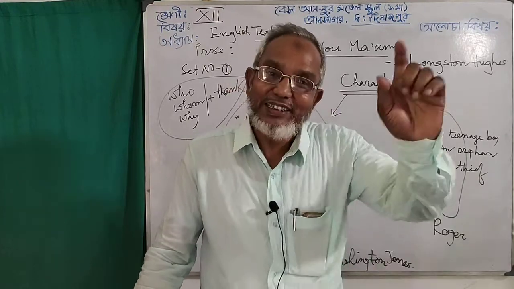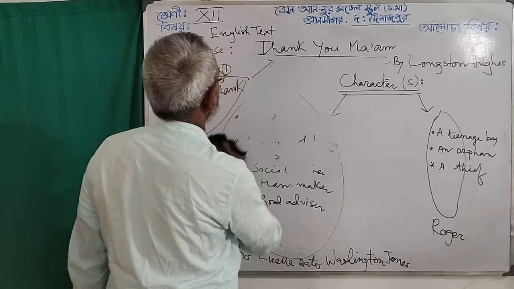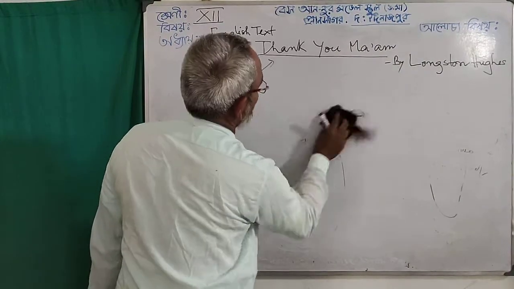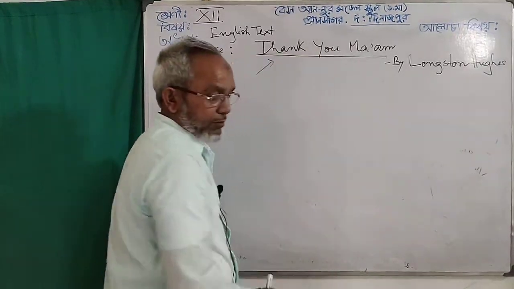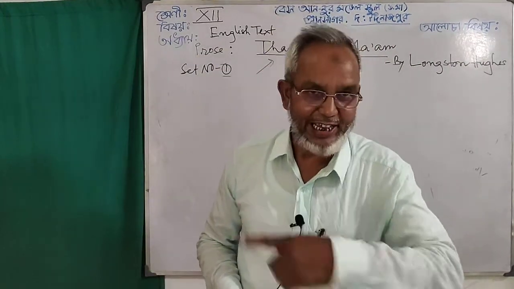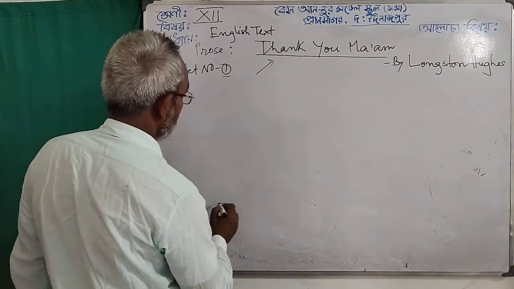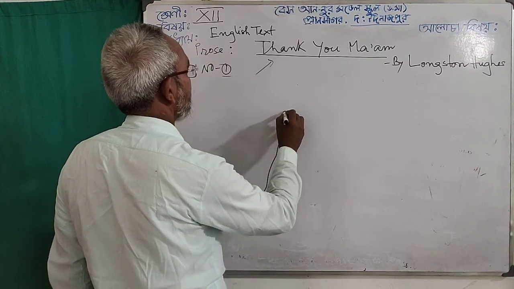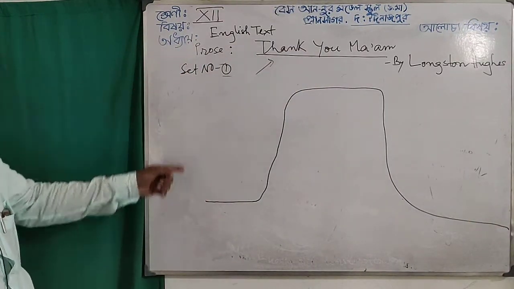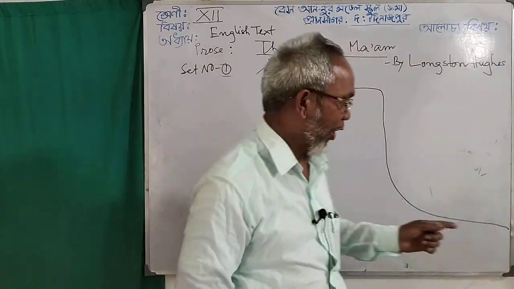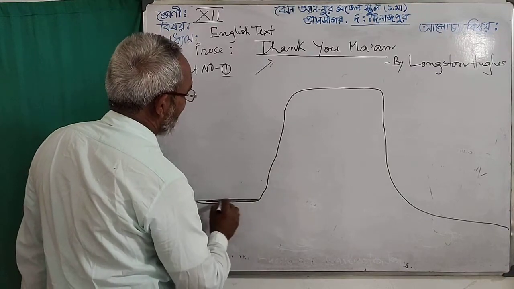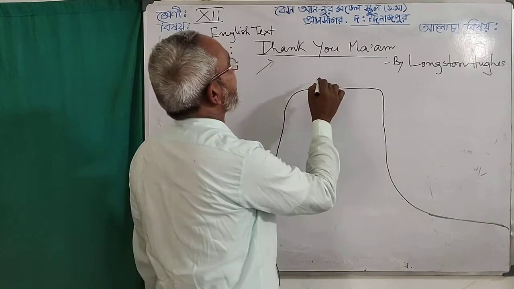Let's go to the story's main theme, the subject matter of the story. Look at the blackboard. I draw a figure, that is a curve. This curve helps us clear the concept in this story. We grasp the concept of the story "Thank You, Ma'am," written by Langston Hughes. This is the ground level, my starting point, and then the last point, the climax.